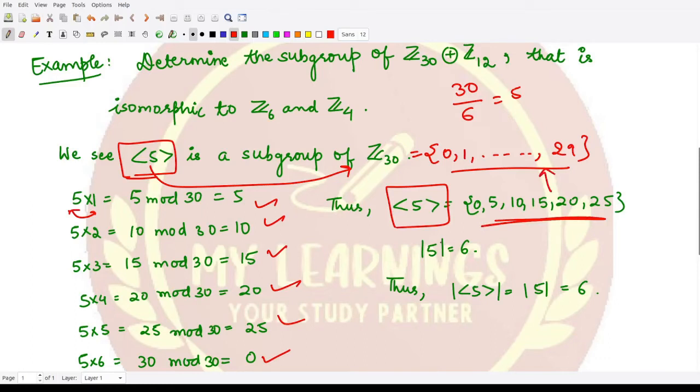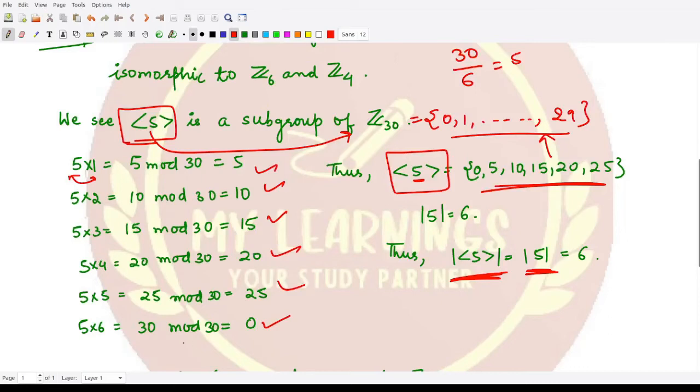And what is the order of this group? Because this is a cyclic group, its order is equal to the order of its generator, which is 5. And what is the order of 5? When you multiply 5 by 6 and take it under mod 30, because that is the group operation defined for us, you get the identity of the group, which is 0. So therefore 6 is the order here, correct?